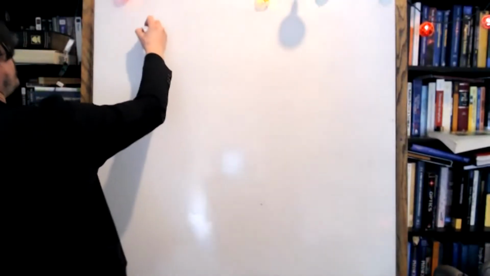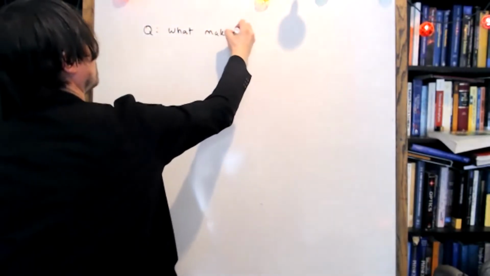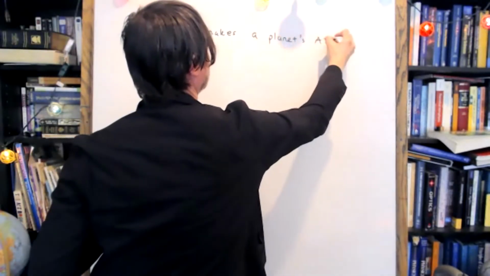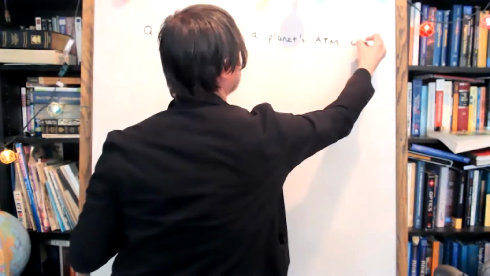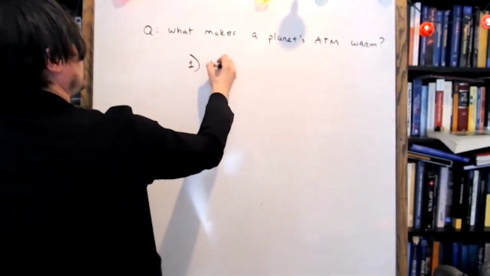So one of the things we're going to focus on is, how does a planetary atmosphere heat up in the first place from sunlight? And we're going to look at the effect that greenhouse gases have on that as well. But the first thing we have to do is answer a basic question. What makes a planet or a planet's atmosphere warm? And there are three factors that come into play. Distance from the sun.